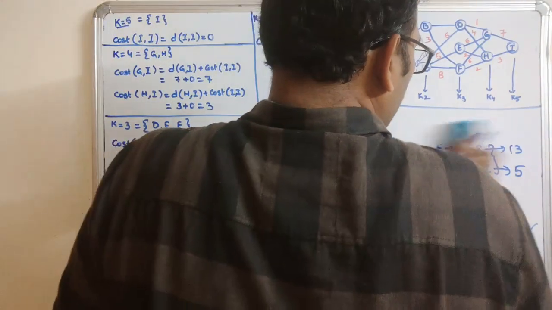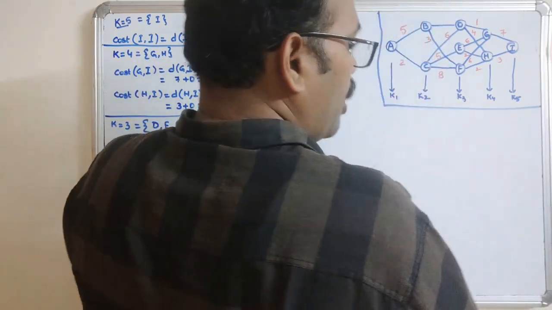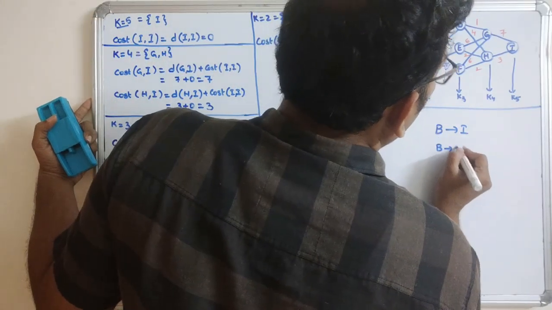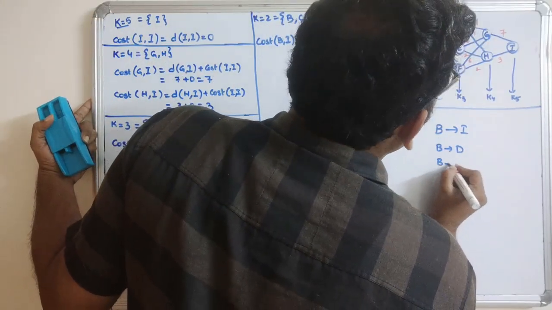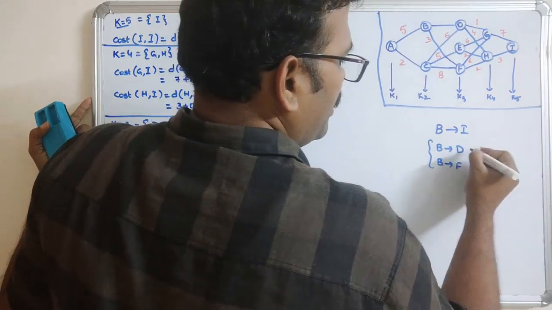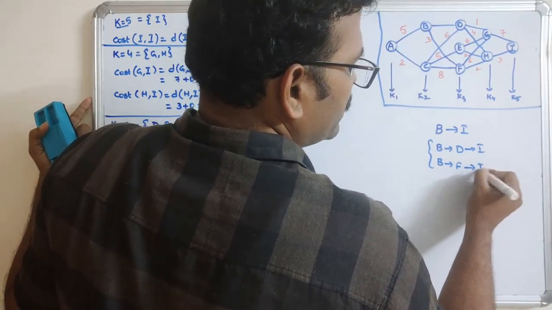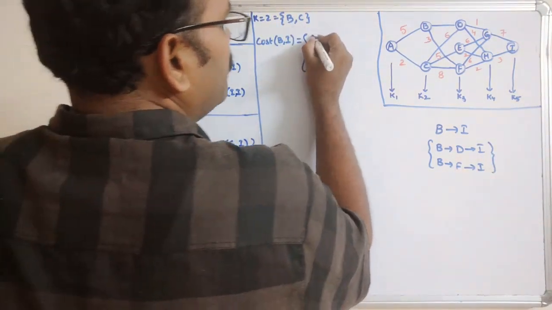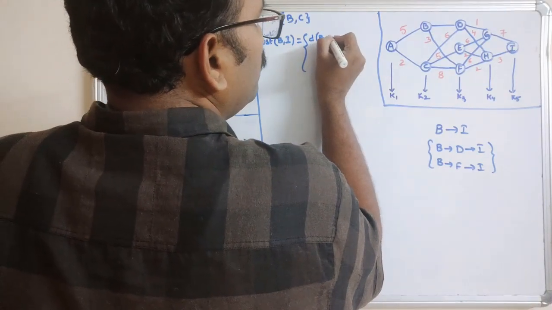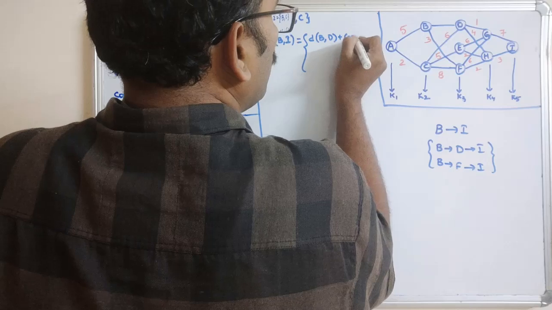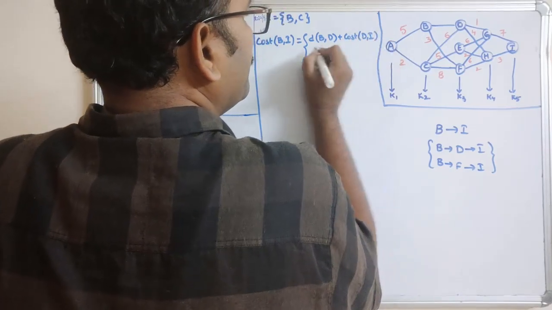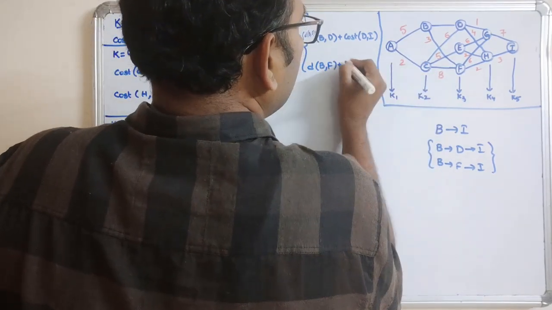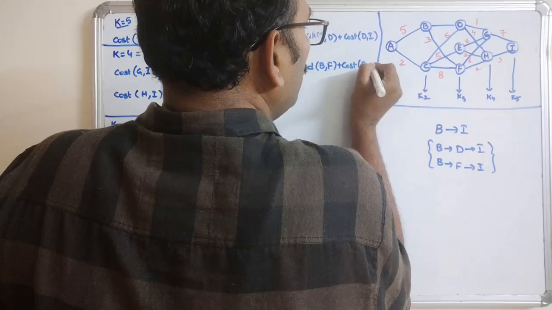So let us check the possibilities from B to I. That means how many outgoing edges. So B to I, how many outgoing edges? So B to D, and similarly B to F. 2 edges are there. And D towards I, F towards I. 2 possible paths. So here also we have to consider a minimum. So D of B to D plus cost of D to I. Similarly D of B to F plus cost of F to I.